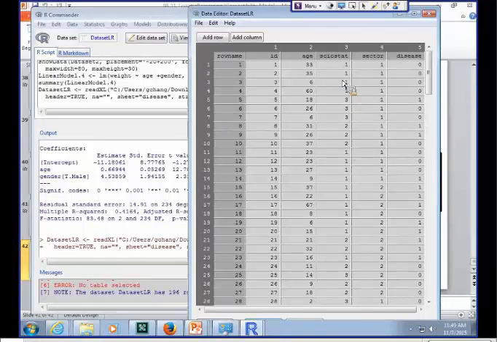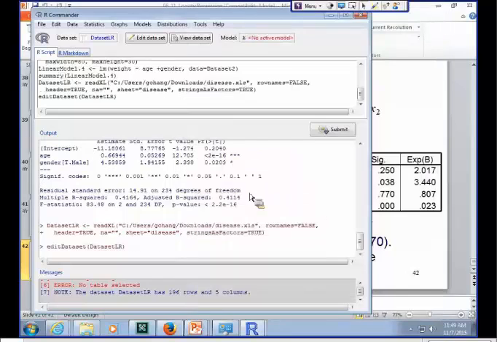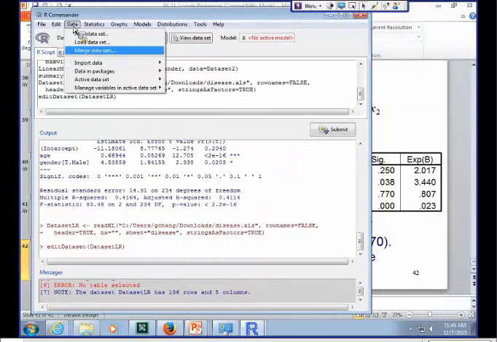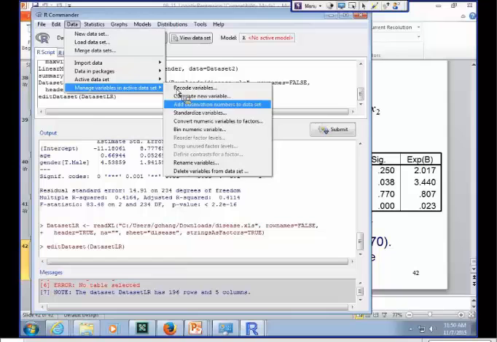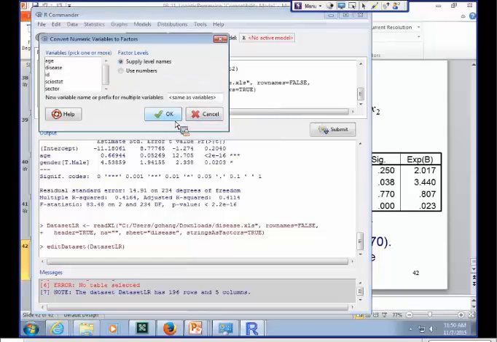So these are quantitative, they are not qualitative, right? So if you just run a logistic regression using disease and pick these 3 variables and run it, you're going to be in trouble because sector is 1 or 2. That's not categorical. Okay. You can run it, but the outcome will not be correct. So what you need to do is go to measure variable in active data set, convert numerical variable to factor, right?